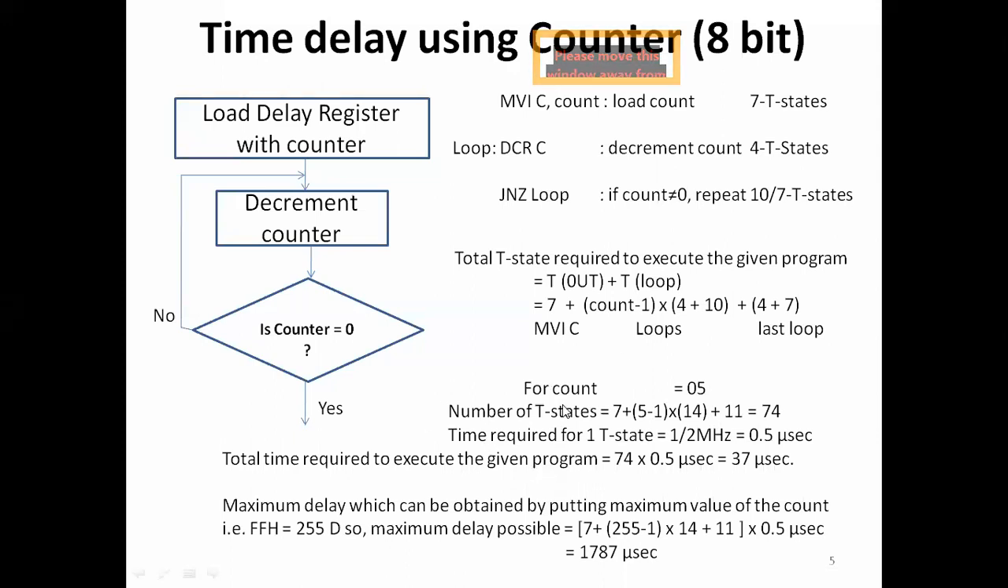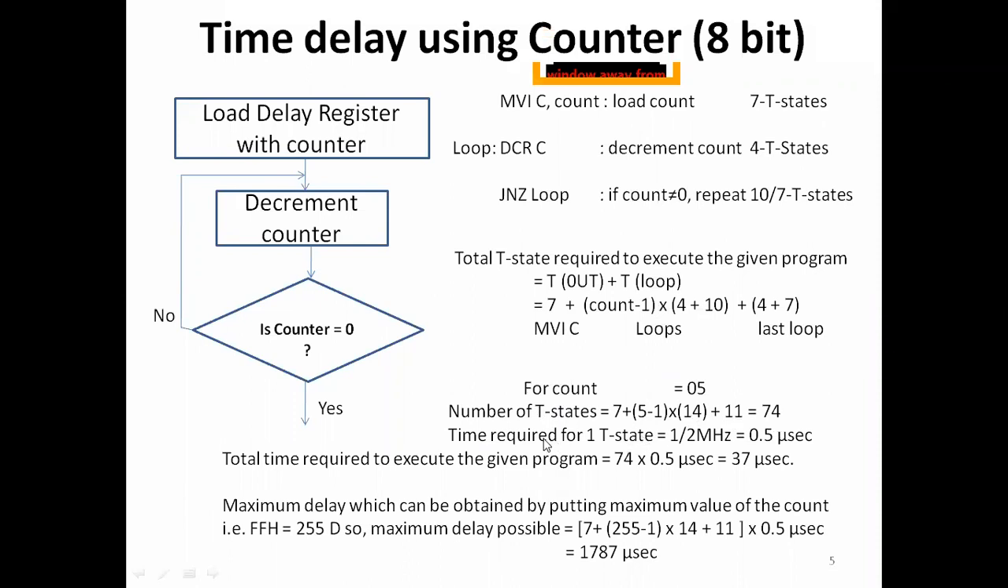Now suppose the count value is 5. Then the total number of T states will be 7 plus (5 minus 1) into 14 plus 11. It means the total number of T states used for executing this program will be 74 T states.